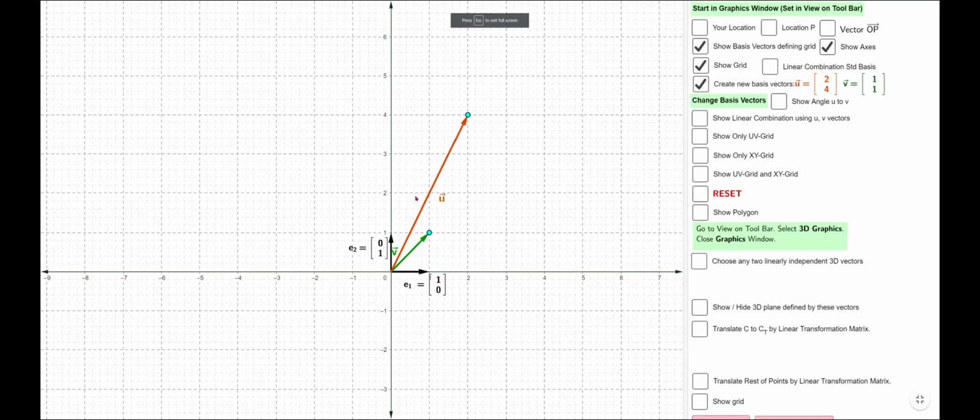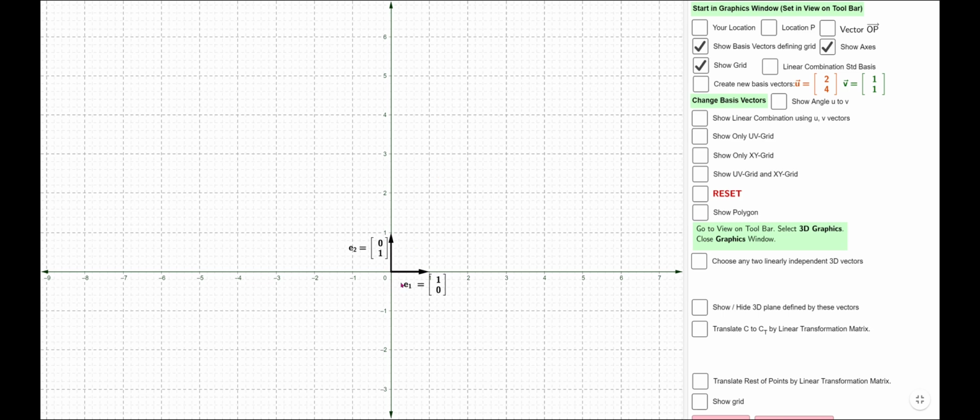Alright, so going back to our vector space R2. We showed that u and v, the red and the green vectors here, form a basis for R2. Notice you have two vectors in your basis for R2.